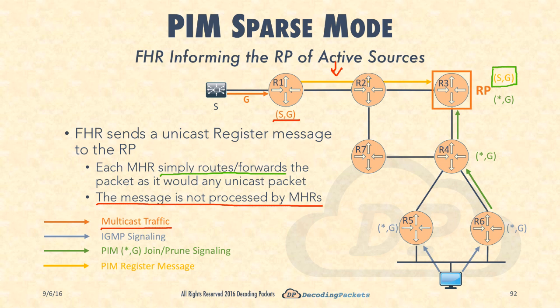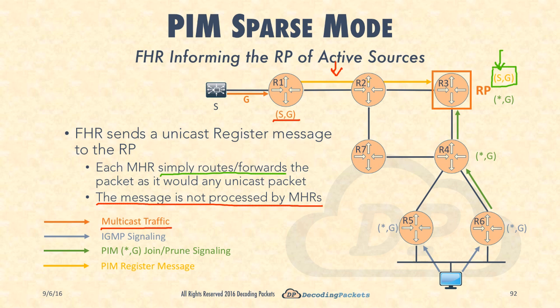Now with this S comma G state, the RP is going to take a look at this S and perform an RPF check on it. So this S right here, the RP is going to take a look at it, create an RPF check on it, and find out an RPF interface.